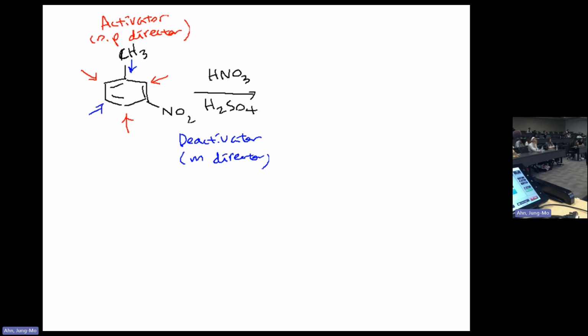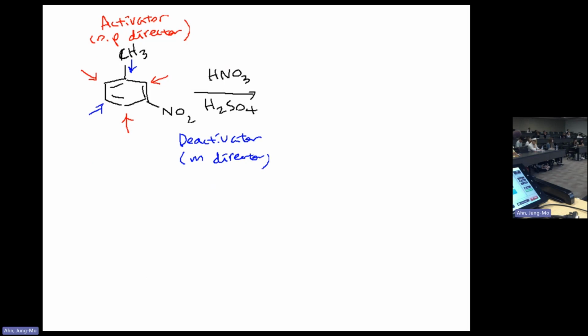But that one's occupied, so probably we're going to think about this position. And that position is between the two substituents, so probably we're not going to think about that position. So it's either this position or that or this one. So they are not in agreement anymore. Then which position will get the substitution, right?